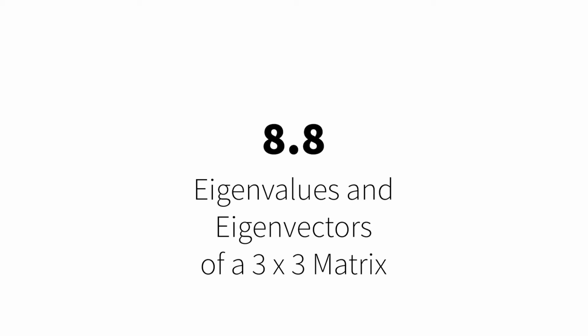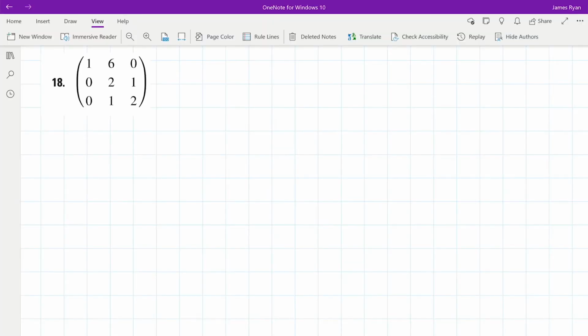This is problem 8.8.18. It is a 3x3 matrix. We are looking for the eigenvalues and eigenvectors. So of course we know how to find eigenvalues and eigenvectors, so let's go ahead and find the eigenvalues.